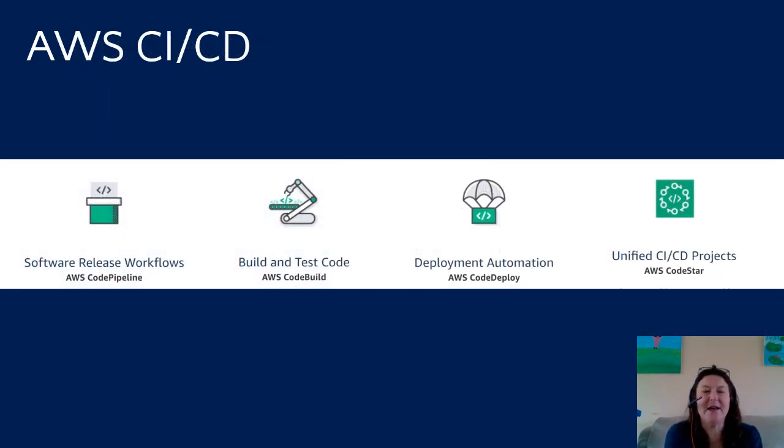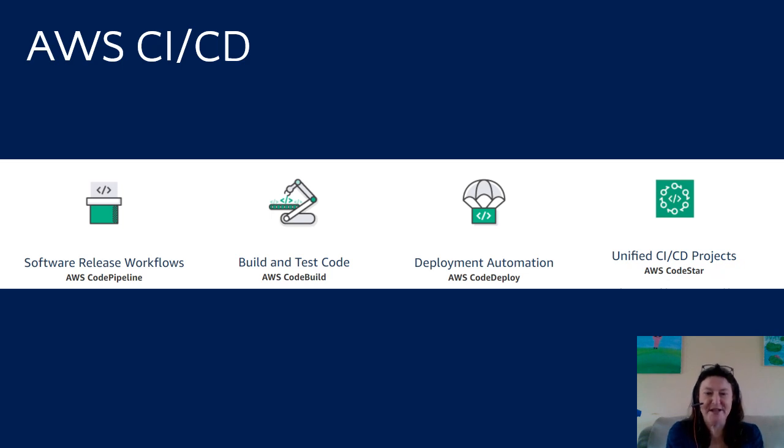AWS has CI/CD tools. They're called AWS CodePipeline, which is very much like Azure Pipelines, software releases and workflows and gates and so on. Very much like Jenkins, very much like Octopus and so on. AWS CodeBuild, which is very much like Git or GitHub, where you can check in your code, you can have branches, you can build, you can test, you can do unit tests and so on.